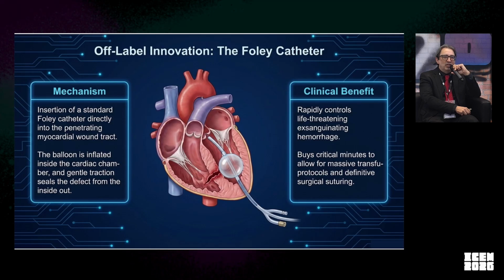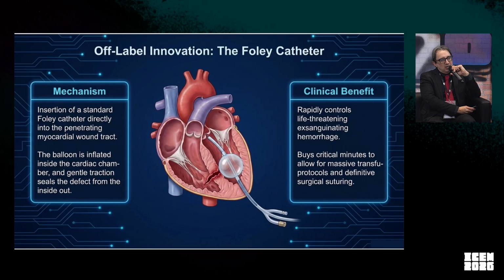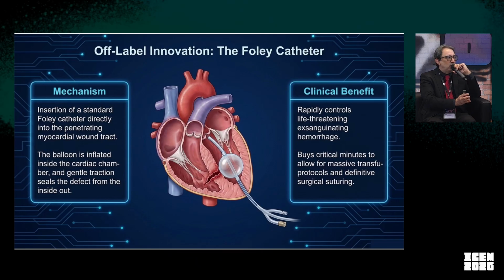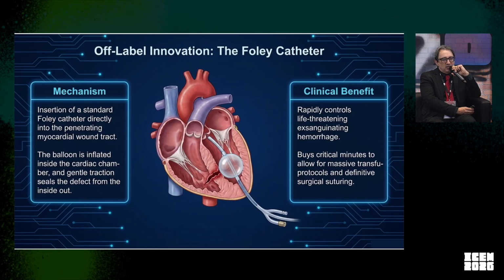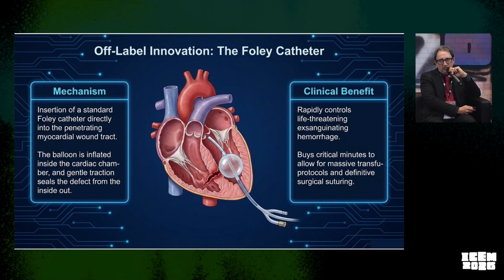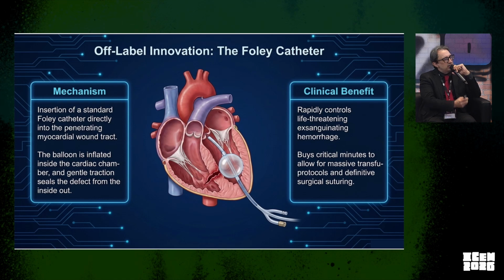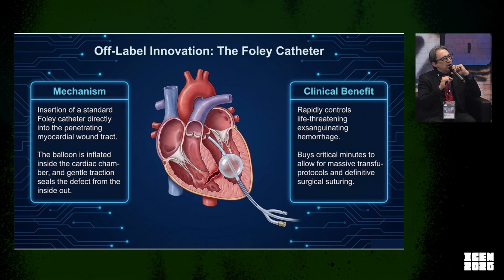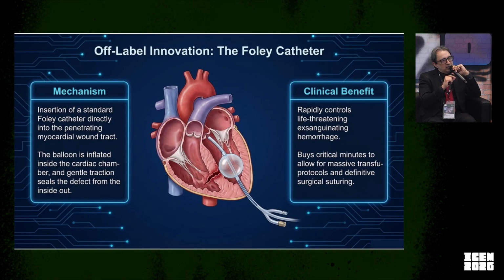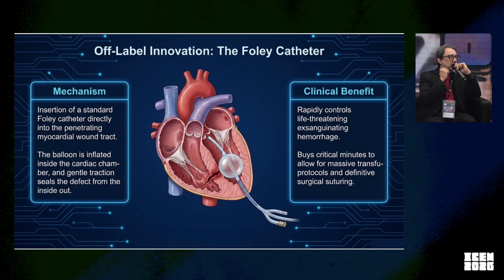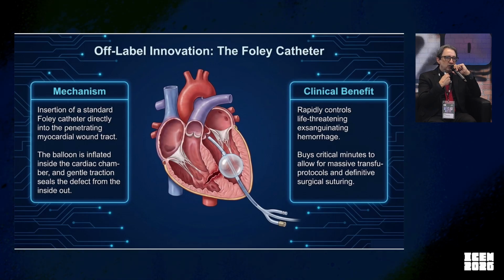sometimes you don't have enough resources. And this kind of situation has happened with us in the last 5 years at least 4 times. So sometimes you can use the Foley catheter. It's a technique to insert the Foley catheter directly in the penetrating myocardial wound to control this point until you receive the thoracic surgery, until you get the cardiac surgery.